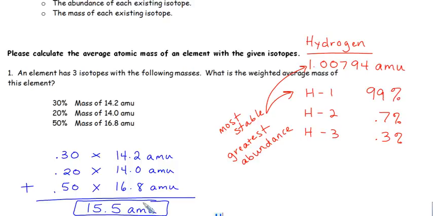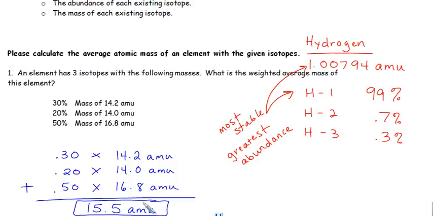That's the mass number that would appear on the periodic table. And now look at the data. I would expect that this number should be closer to 16 than 14. 50% of the isotopes are that heaviest version. Now the other 50% are a little lighter, so it makes sense that my weighted average mass is a little bit less than 16, somewhere in that ballpark.